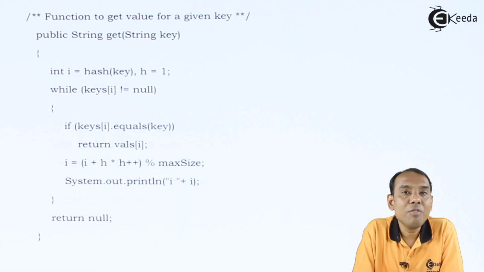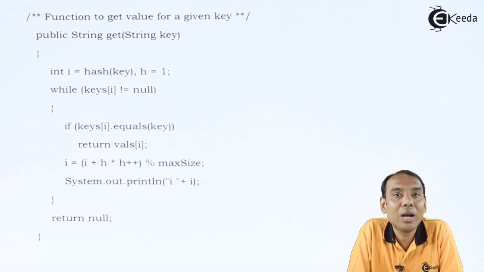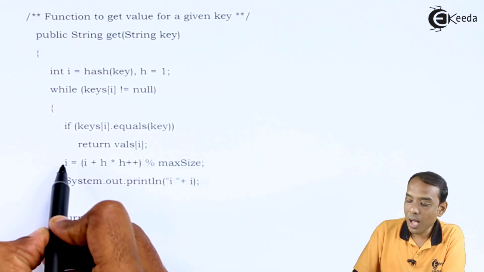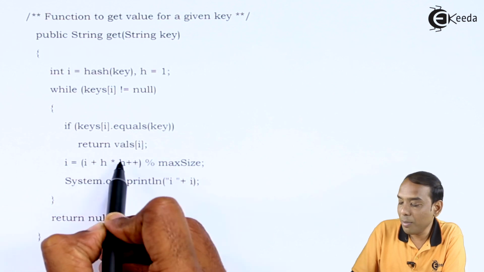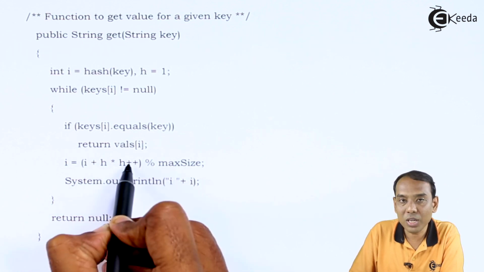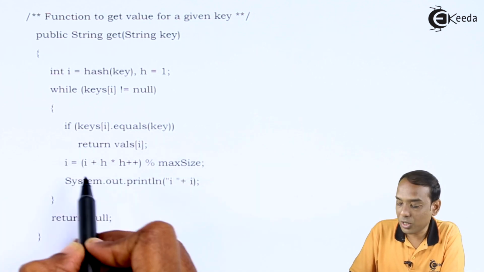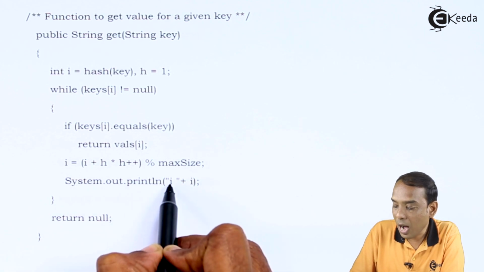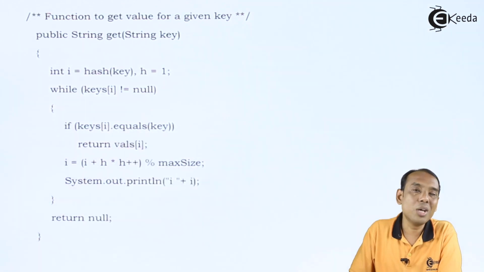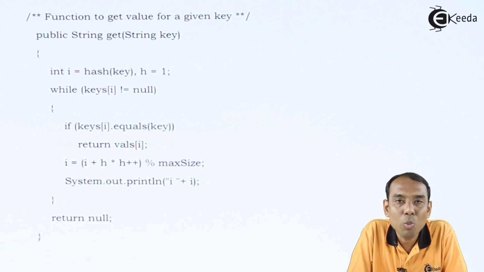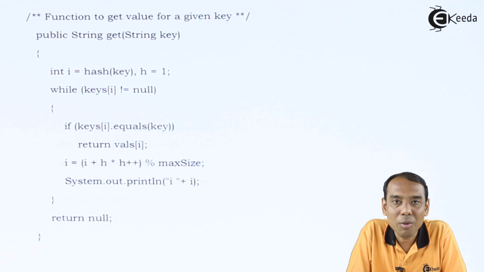Once this is done, then we have to increment the value of i. That is, we need to add the successive value of i. How do we add the value of i? Yes, you have guessed it right. It is going to be i equal to i plus h multiplied by h plus plus. This is called post increment. Mod max size. Once this is done, then the i value is fetched. So we have System.out.println, the i value displayed. Once this is done, the corresponding key and its corresponding value is fetched to the user. So once this is done, we are going to return null. This is how you fetch the corresponding key from the user and its corresponding value is displayed to the user.